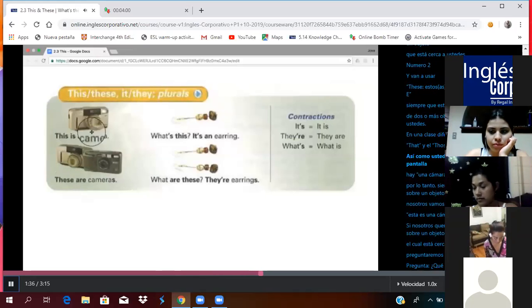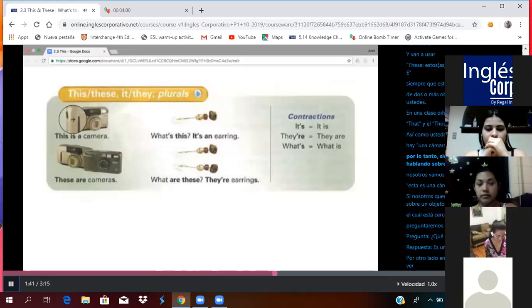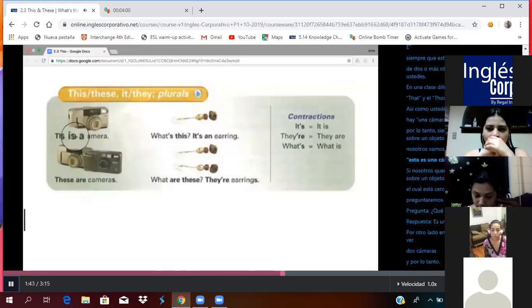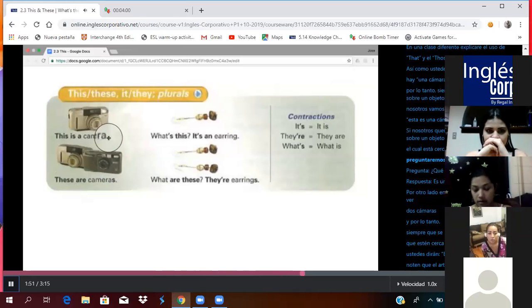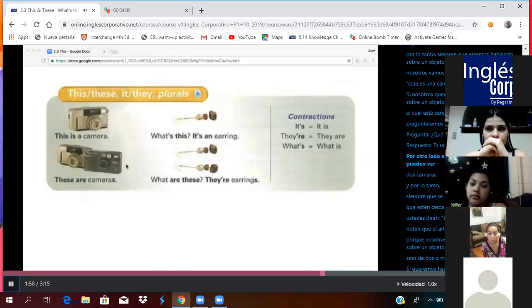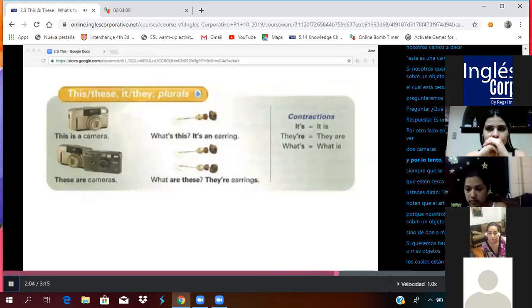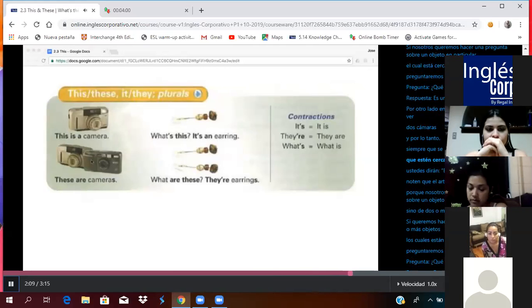So as you can see on the screen, there is a camera. And therefore, whenever we talk about one object, we're going to say, this is a camera. If we want to ask a question about a particular object which is near to us, we will ask in the following way. What's this? It's an earring. On the other hand, on the screen, you also see two cameras. And therefore, whenever you refer to two or more objects which are near you, you will say, these are cameras.